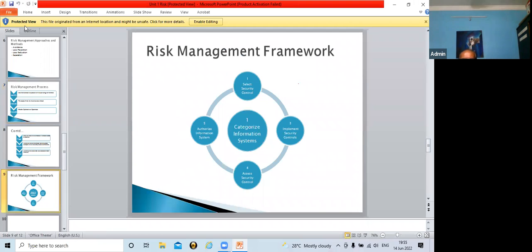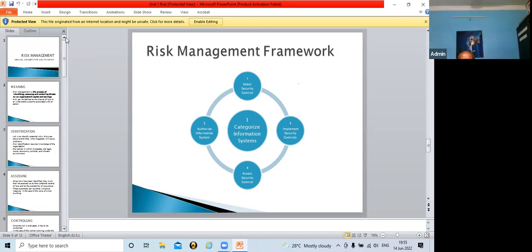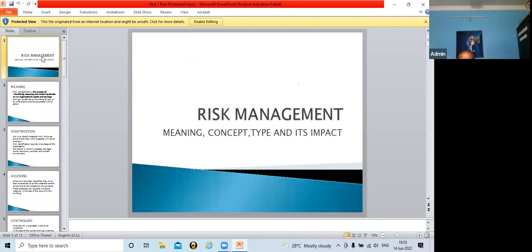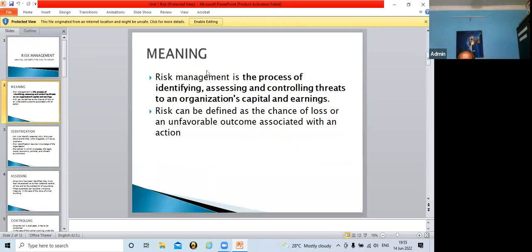So this was about unit number 1. Now we are done with unit number 1. Next session we will start unit number 2. But before we complete unit number 1, quickly I will share with you what we learned in risk management unit number 1. We have learned the meaning, concept, type, and its impact. Risk management is the process of identifying, assessing, and controlling threats to an organization's capital and earnings.